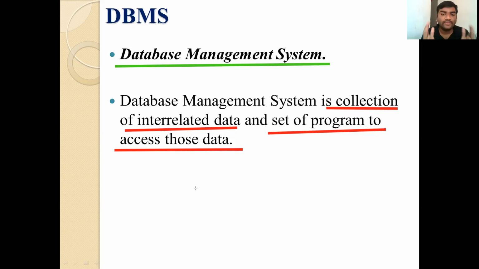I have given the example of Aadhaar card. What is the interrelated data there? Your personal information, your thumb, your eyes retina, your address, your age, your date of birth. All the data is interrelated. So a database management system is a collection of interrelated data and a set of programs to access those data.